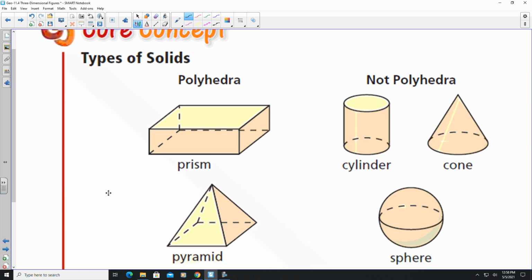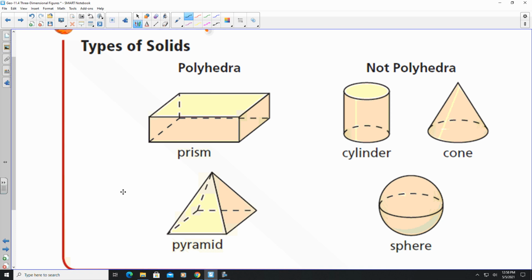We have the prisms, and we also have the pyramids. So depending on what your base is determines the name of the respective prism or pyramid. So for instance, if you had a base that was 5 sides, that means that, okay, well, a 5-sided figure is a pentagon, and if it ended up being a prism, it would be a pentagonal prism. If it was a pyramid, it would be a pentagonal pyramid.